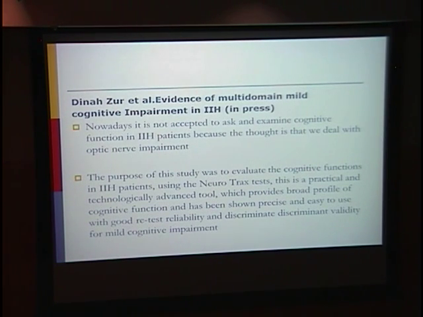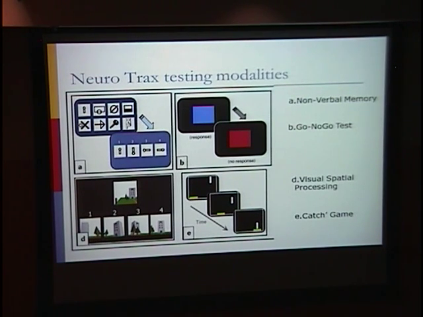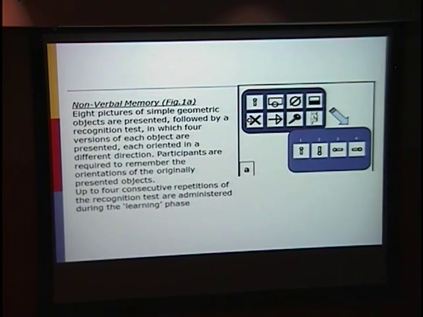It's a computer test. The patient sits for around 30 minutes. I don't want to go too deeply into this, but here is an example of the modalities of the Neurotrax. For example, this is an example from the nonverbal memory. The patient needs to note, they are shown the task after 4 or 5 minutes of explanation, to be sure he has understood, and repeat. Then we start to show him this picture a few times and he needs to remember, for example, if it's straight or it's down to the right and the left.